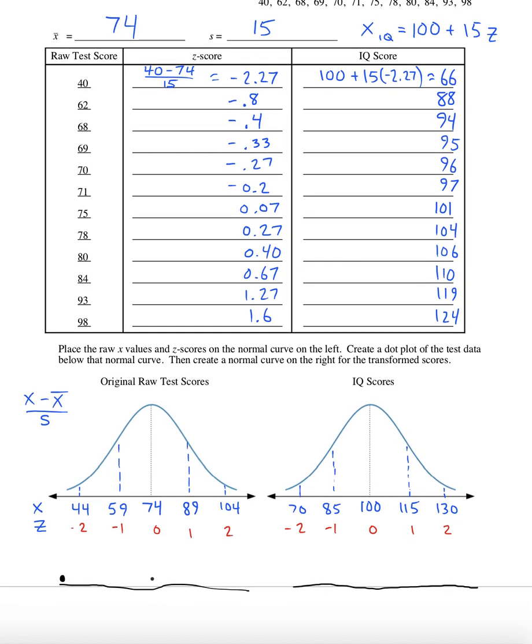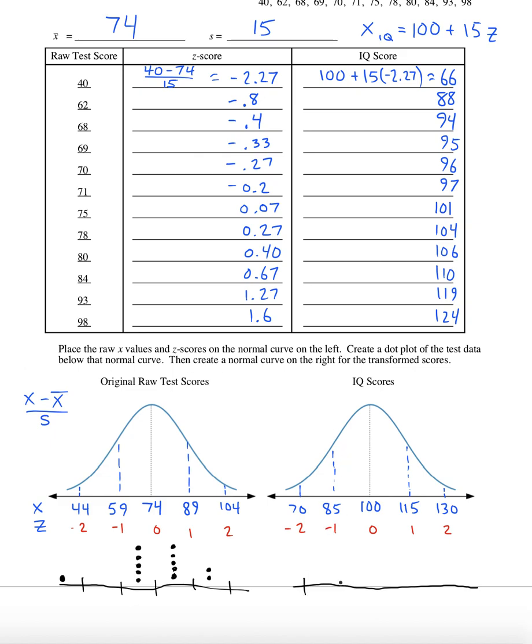So let's see. We have nobody in this range here, but we do have 1, 2, 3, 4, 5 people fit in this range. One, two, three, four, five, this range. And there was one here. Oh, nope, two there. Okay, so that's where our scores fell.